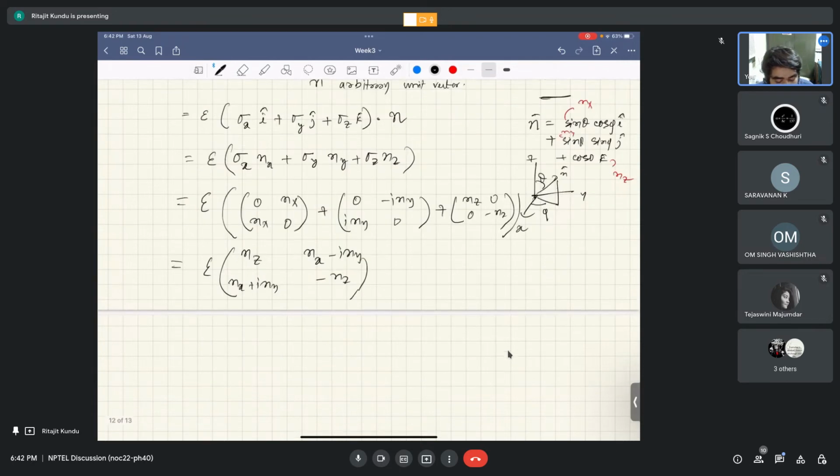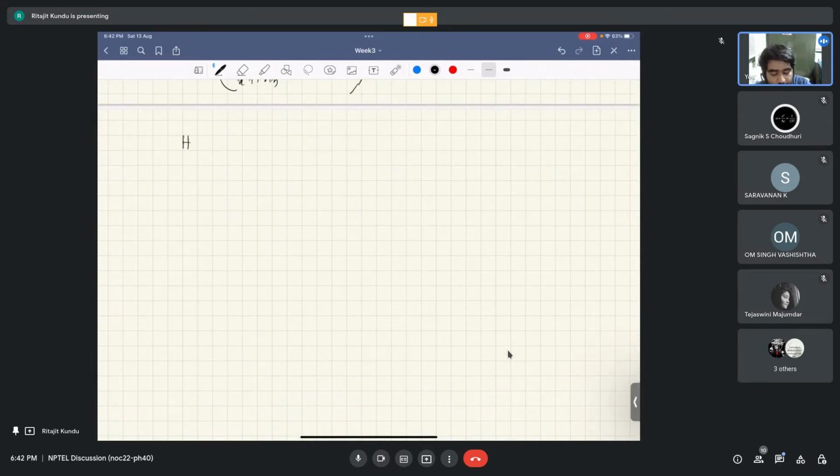To do that, let's first start with the Hamiltonian again. The Hamiltonian is epsilon sigma dot n cap. Now let's take the square. H squared becomes epsilon squared times sigma dot n whole squared. Like in the last problem, we used the property that whenever there is an even power of sigma dot n, it is basically 1. So H squared becomes epsilon squared. Then you can use something called the Cayley-Hamilton theorem.